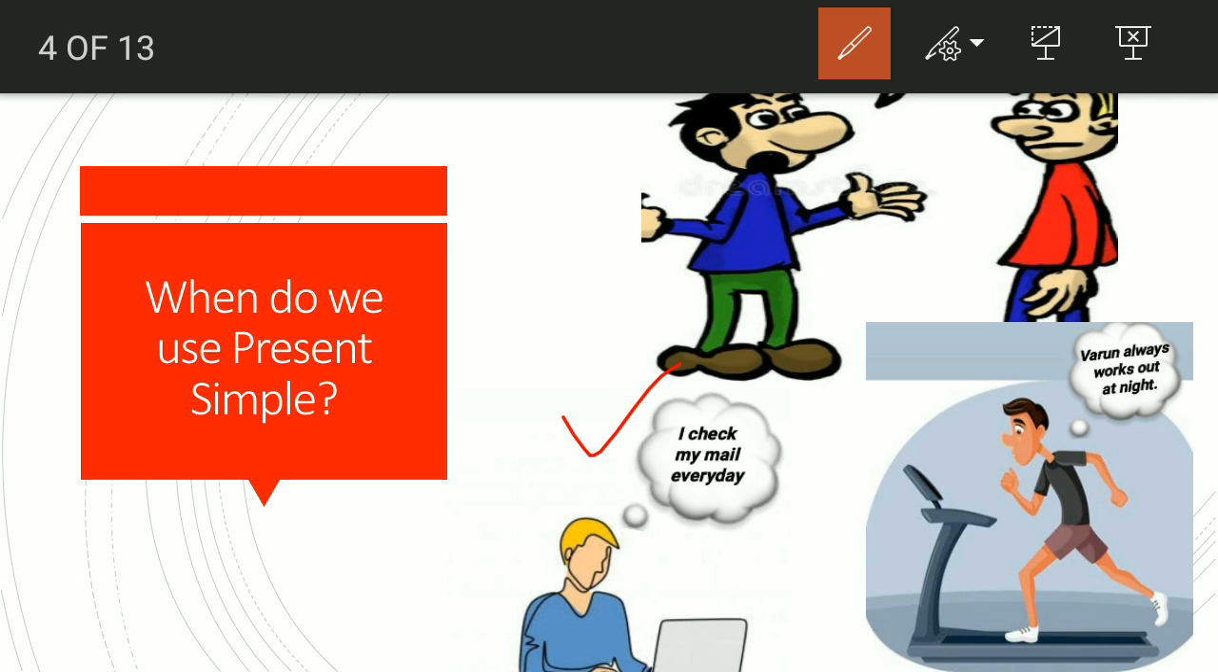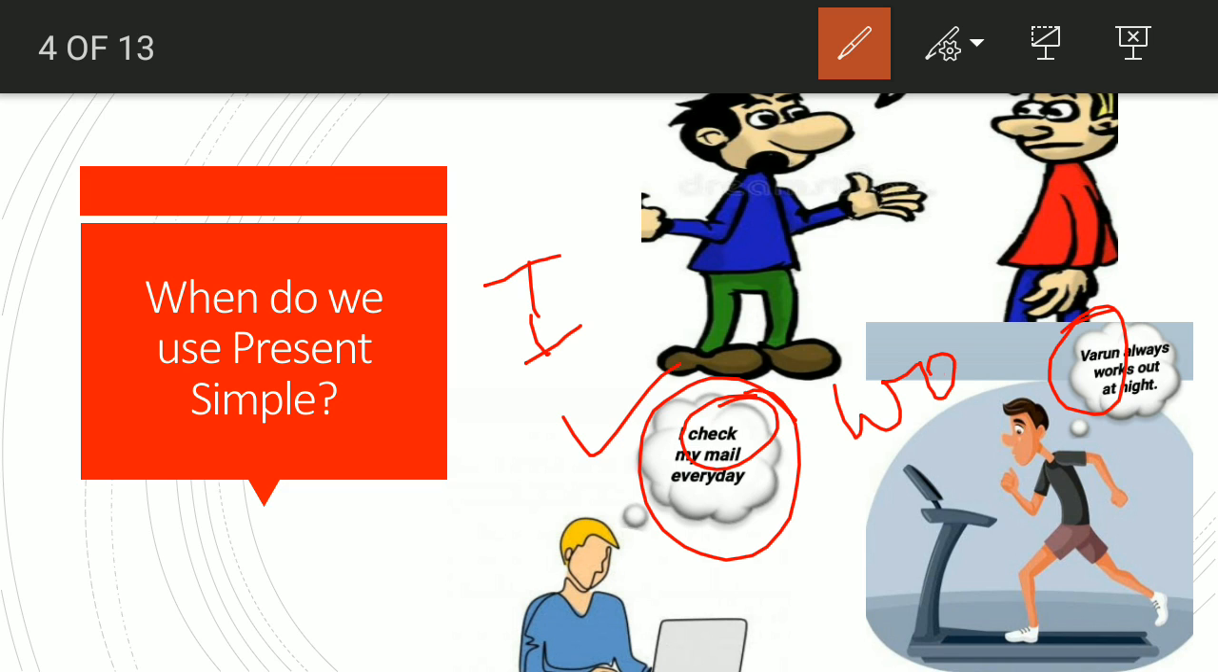Now look at this. I check my mail every day. हमने पढ़ा है ना I, you, we, they and all the plurals के साथ हम verb में S नहीं लगाते. तो यहाँ पे वही दिखा रहे हैं हम. But when we talk about Varun, he is a singular subject, isn't it? तो वरुण सिंगुलर सब्जेक्ट है, तो इसलिए वरुण ऑलवेज वर्क्स आउट एट नाइट. तो हमने वर्क्स एस लगाया वर्क के बाद. ओके.